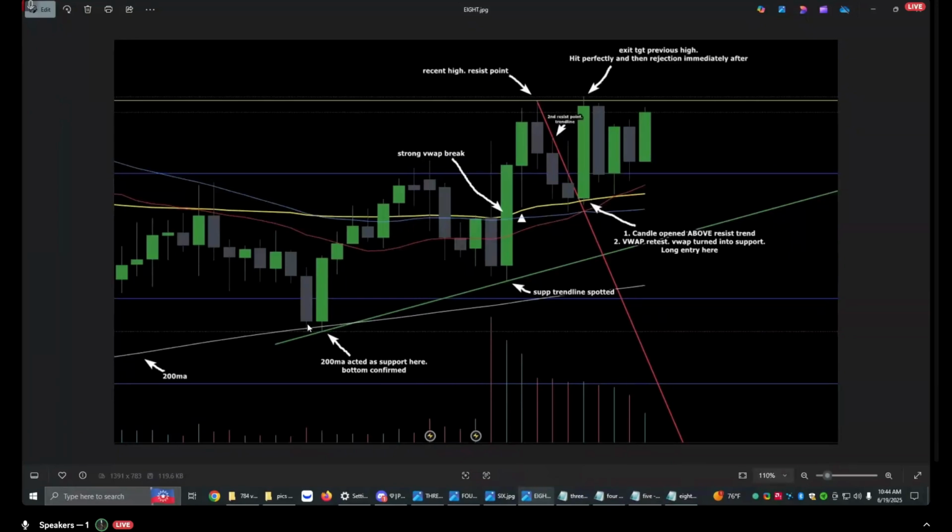Next, we had a higher low that gave me a sign of uptrend. Higher low right here. Support trend line spotted. It starts here, second connection here, and then this just continues. On that same candle was the strong VWAP break, so I was convinced that this name is now very bullish. When we break above VWAP and hold above VWAP, the name is bullish.